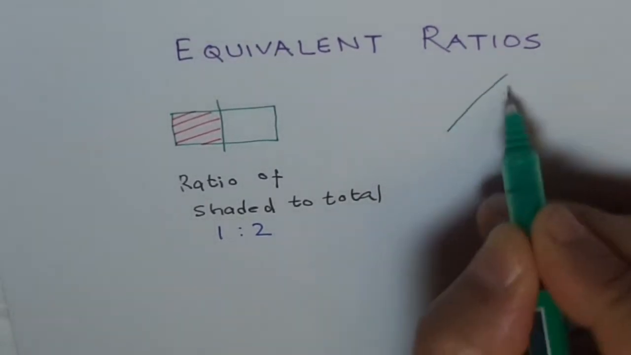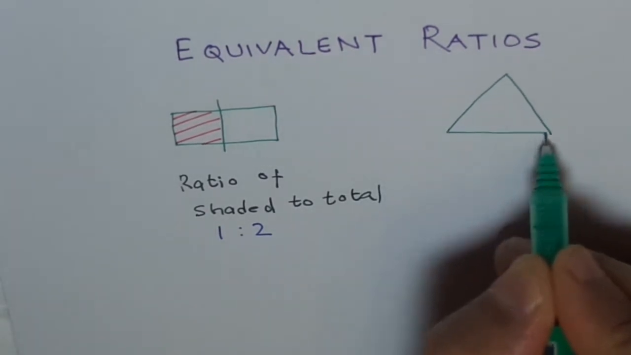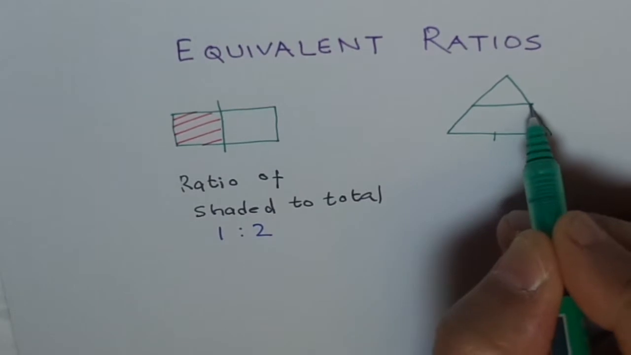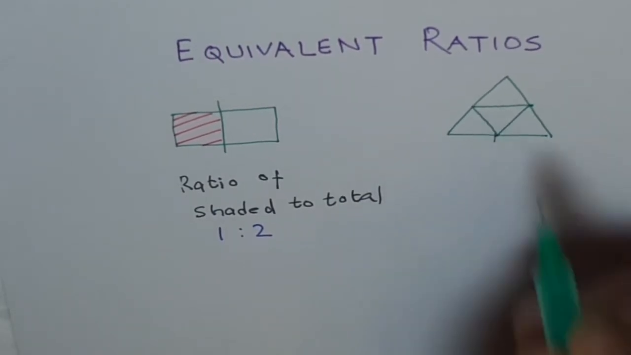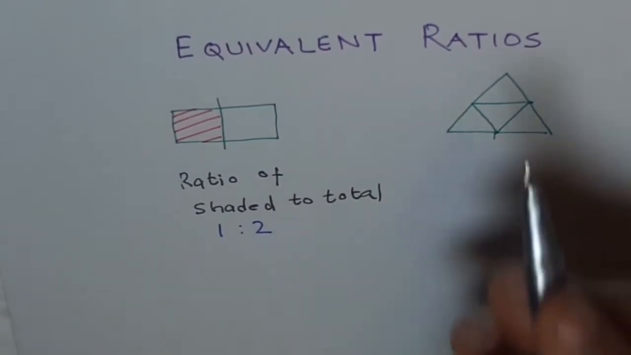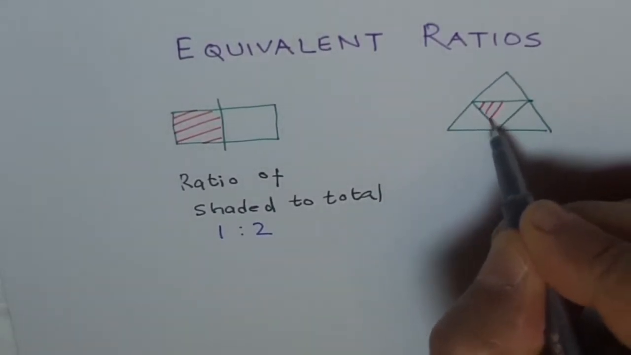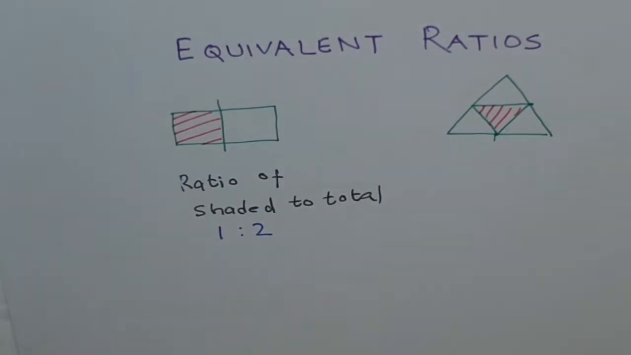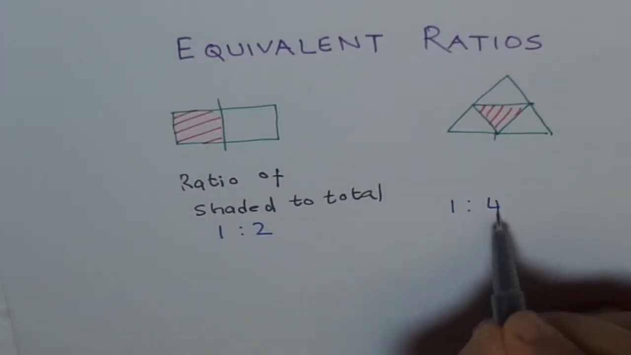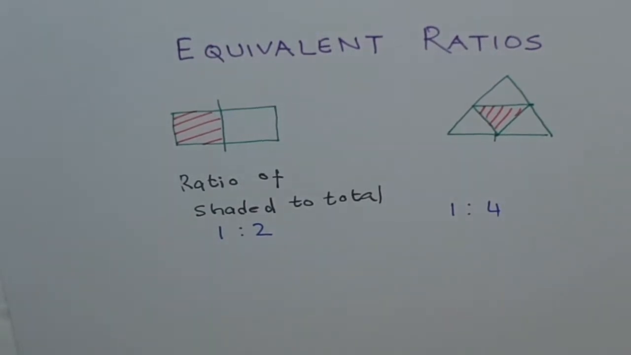Now let's take another example. Let's say we have a triangle here, and let me make more triangles out of it. Here we take the midpoints and join them like this. How many triangles in all do you have? We have 4 triangles in all, right? Let me shade some of them. Let's say I shade 1. So what is the ratio of shaded to total number of triangles this time? It is 1:4. Do you see that? 1:4 triangles is shaded, correct?